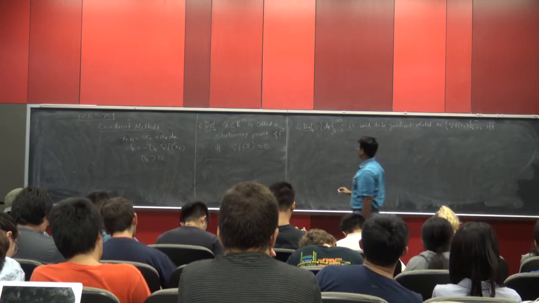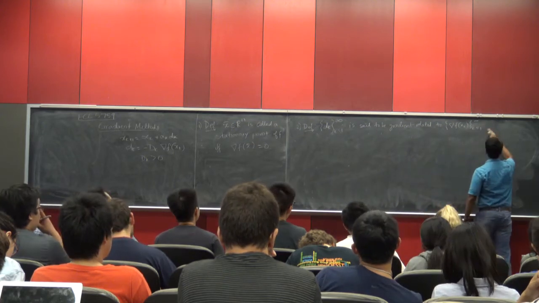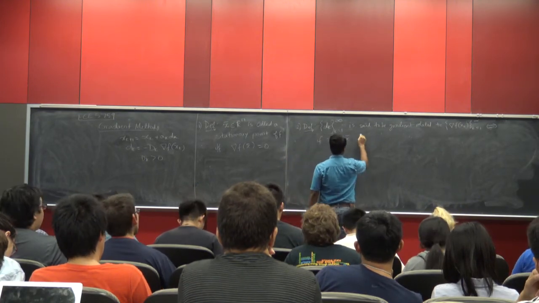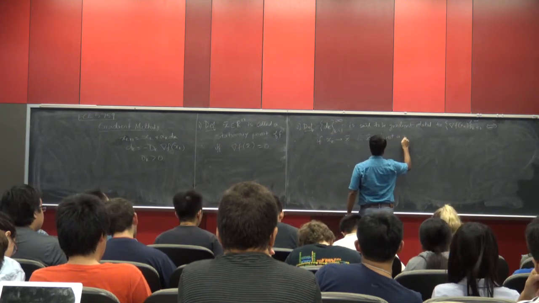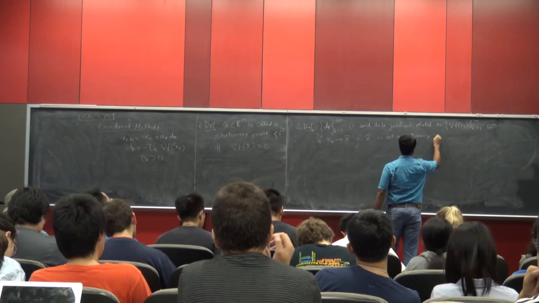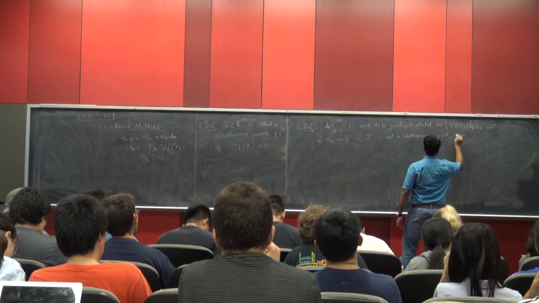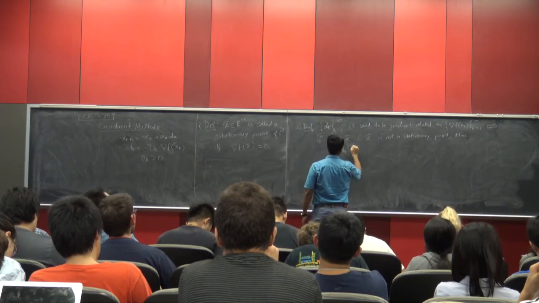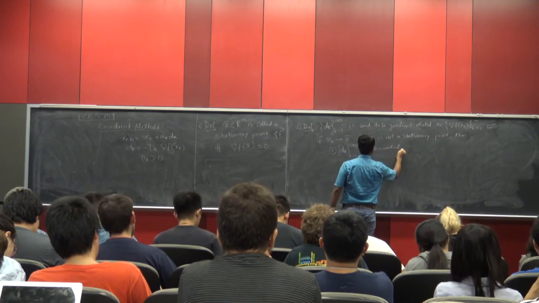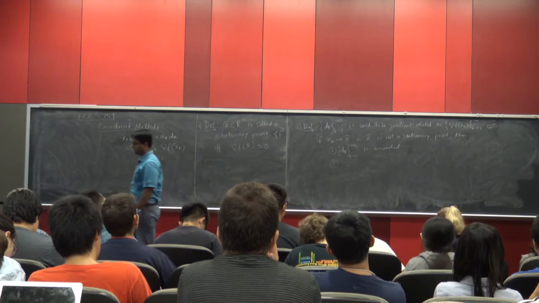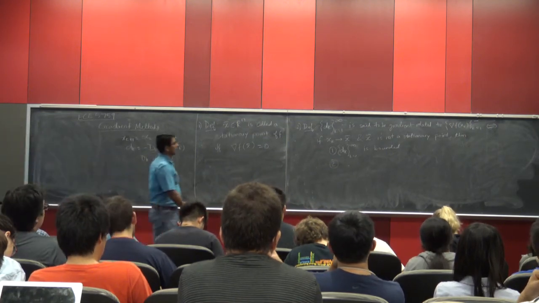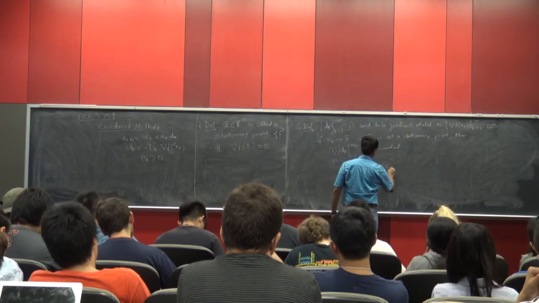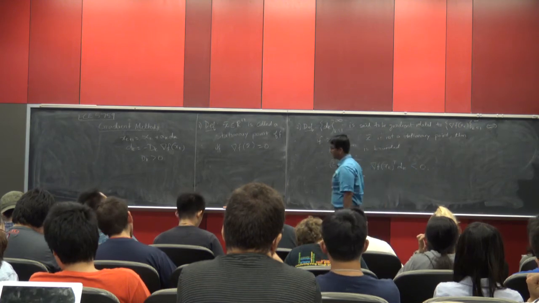If and only if, so this is a definition, let me write it as follows. If x_k converges to x bar and x bar is not a stationary point, then number 1, d_k is bounded, and number 2, the lim sup as k goes to infinity of the gradient of f(x_k) transpose d_k is strictly negative.